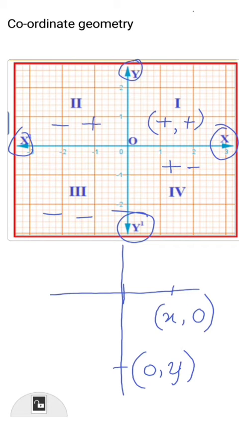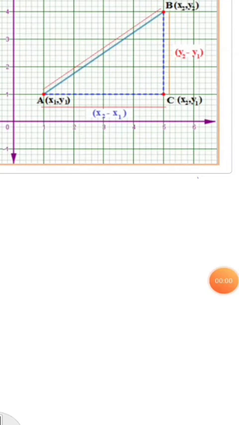And one more thing you should remember: if any line is on the plane, then either it is parallel to the x-axis or it is parallel to the y-axis. Let AB be the given line, and the coordinates of A are (x1, y1) and the coordinates of B are (x2, y2). So what are the coordinates of C? Automatically here the value of x is x2, and the value of y is y1. In this case this point is x1.